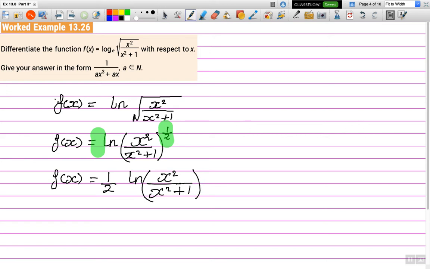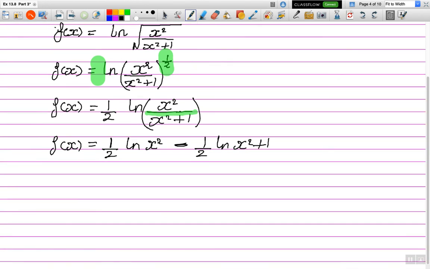And what we're going to do now is use the division law, which says log of the top minus log of the bottom. So we still are not in a position to differentiate. It's going to be half the log of the top minus 1/2 the log of the bottom. Now I think we can differentiate.